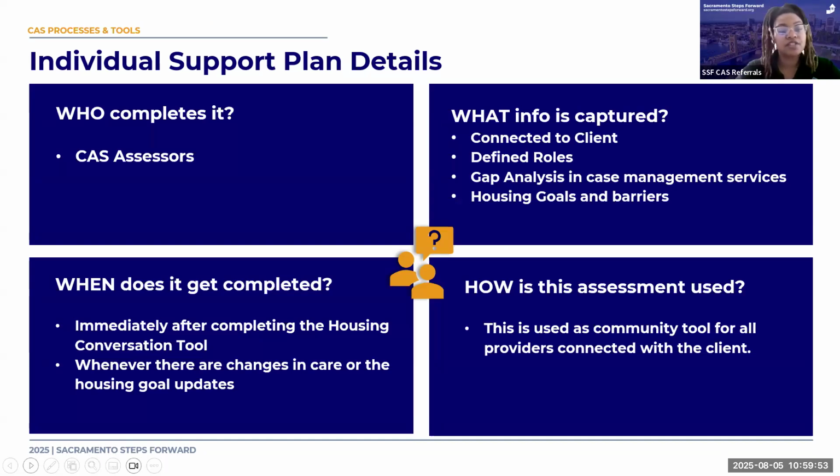So if you do a housing conversation tool, even if it's a new one, then you should definitely be going back and completing it or updating it. Whenever there are changes in care or housing goal updates. And then how is this assessment used? This is used as a community tool for providers connected with the client. So again, we're talking about building the team. It's the community that mainly uses it.